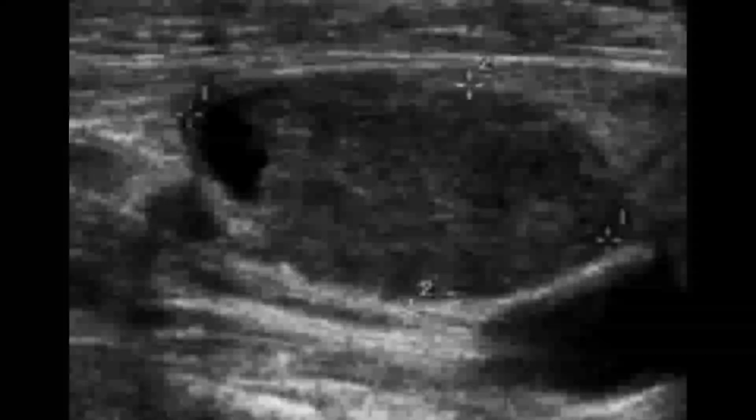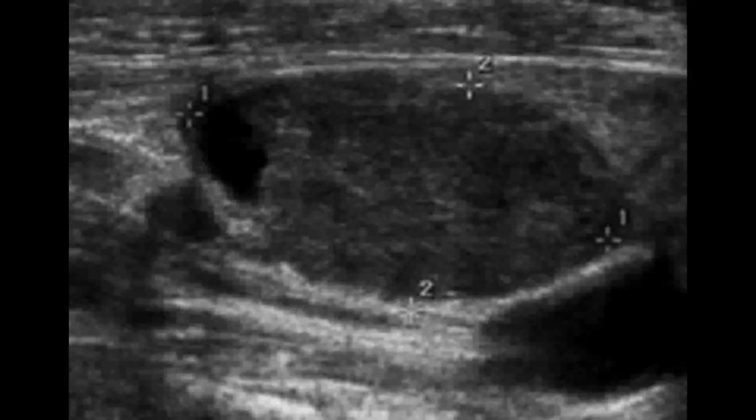Another example of a U3 indeterminate nodule. The nodule is hypoechoic. It is in the left lobe of the thyroid. It has small cystic degenerative changes in it. However, you cannot appreciate calcific foci within it. So this is another example of a U3 nodule.